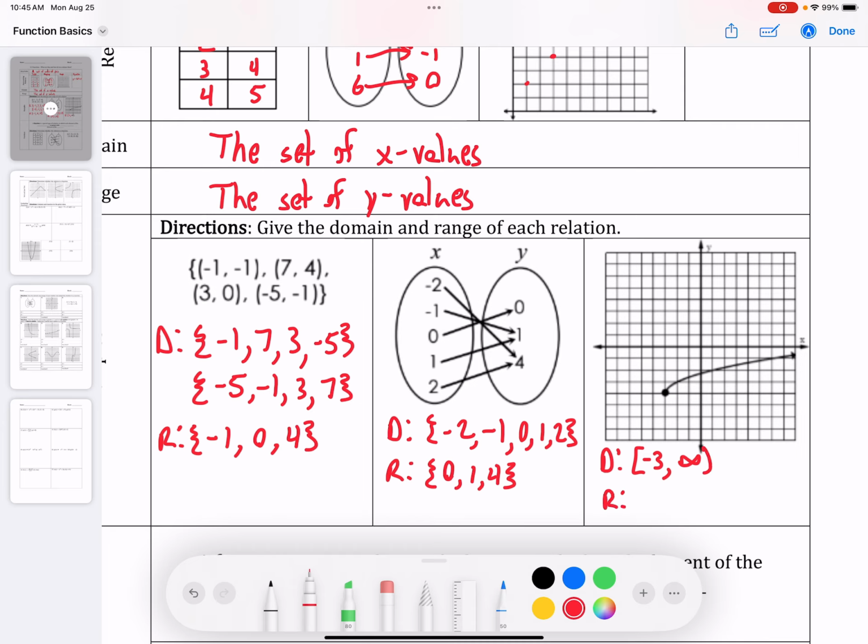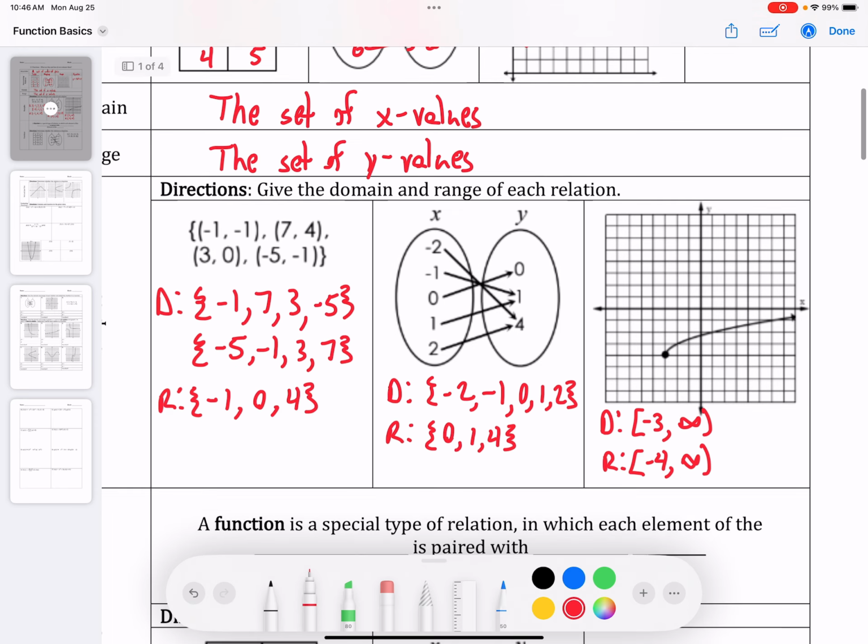And our range values is from bottom to top. So now we're measuring the height of this point here, this bottommost point, which is going to be at 1, 2, 3, 4, negative 4. And again, that's going to have a bracket. And then it goes up for positive infinity because that graph is going to keep going upward. There is no asymptote or anything stopping it.